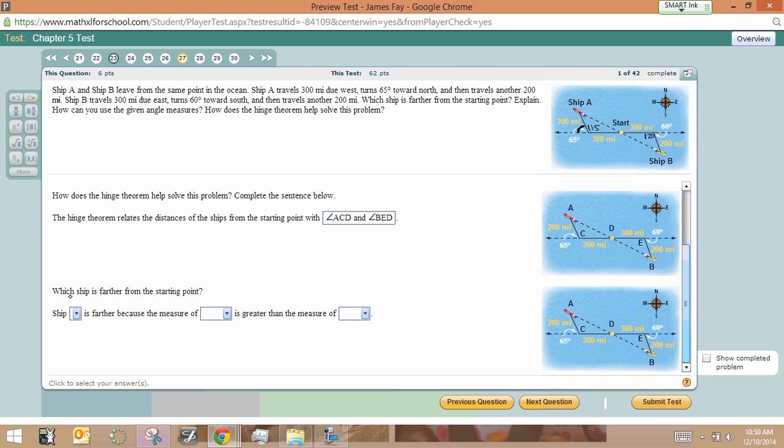Keep going through this. It says, which ship is further from the starting point? Well, because 115 is smaller than 120, across from 115, that distance should be smaller than that distance. So that distance is bigger, because the angle of 120 is bigger than 115. Ship B is further because the measure of angle BED is greater than the measure of angle ACD.